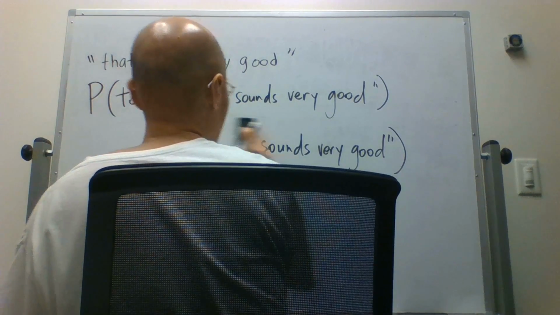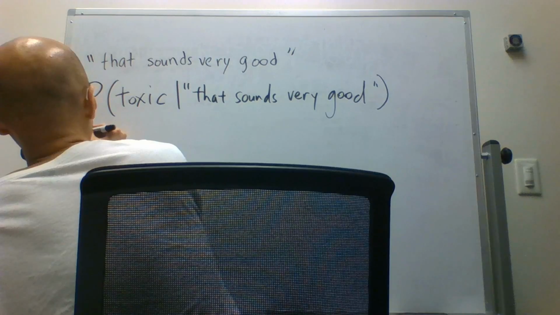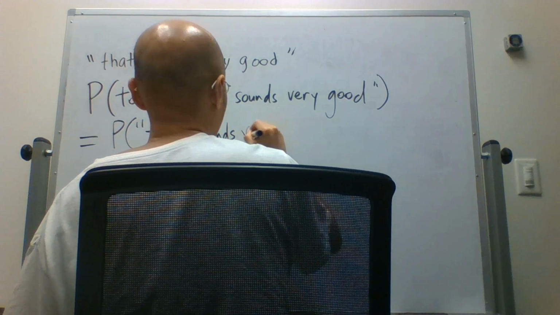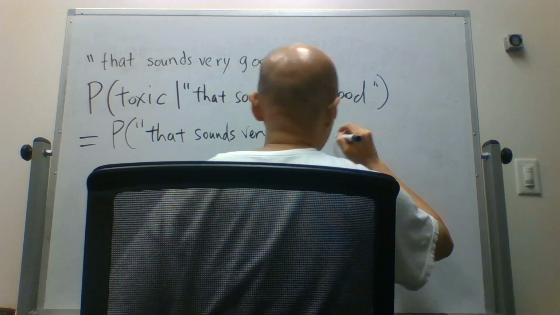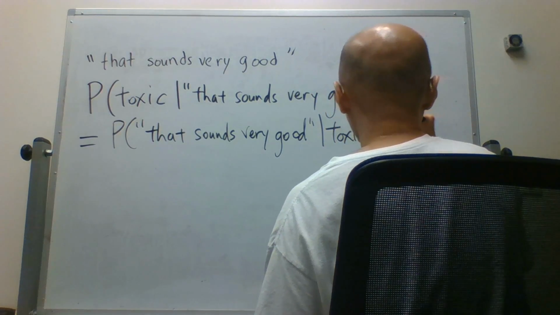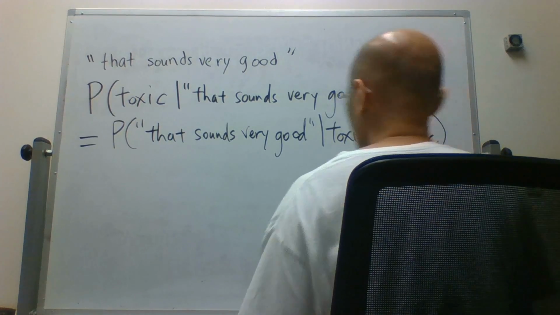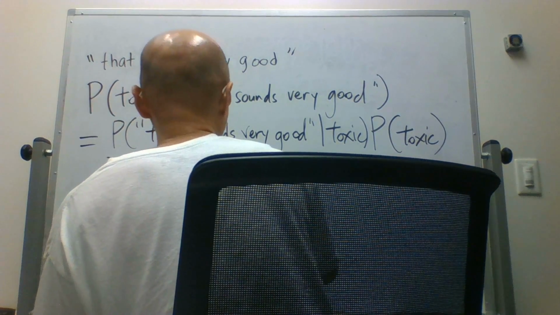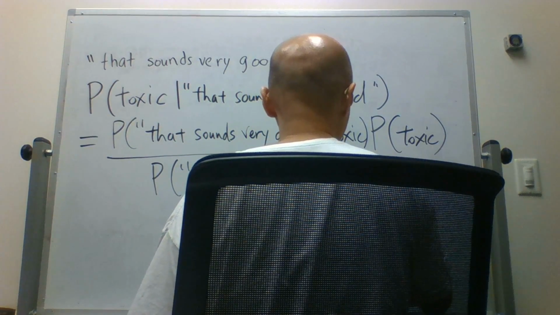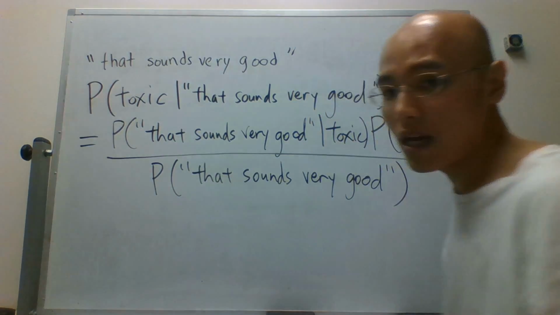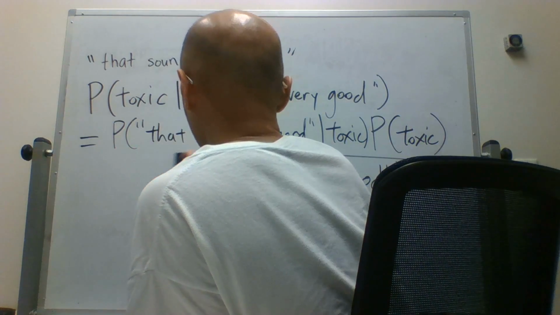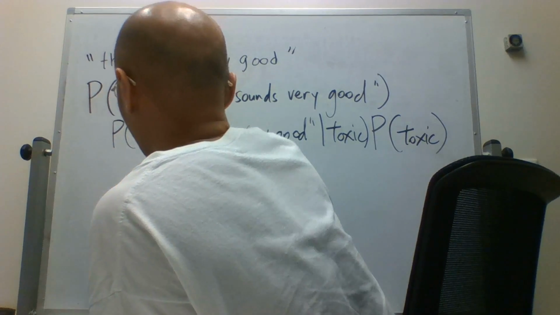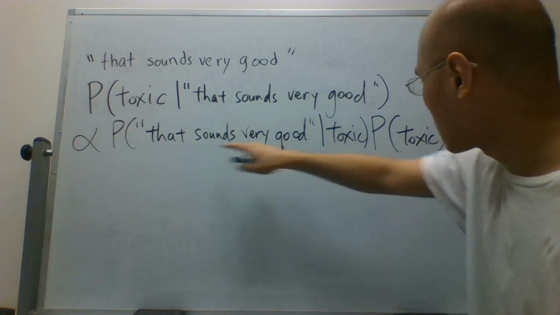So by Bayes' theorem, this is equal to P of "that sounds very good", conditioned on the phrase being toxic, multiplied by the probability that the phrase is toxic, and divided by P of "that sounds very good". But as we mentioned earlier, the denominator we do not care about, and so we can just ignore this. And instead of writing the equal sign, we'll say that it is just proportional to this. And calculating this is all that we care about.